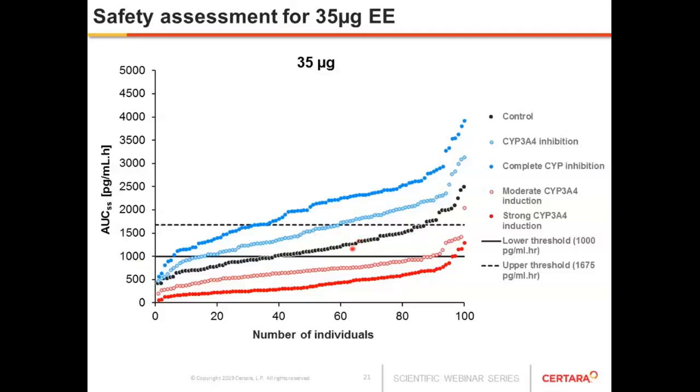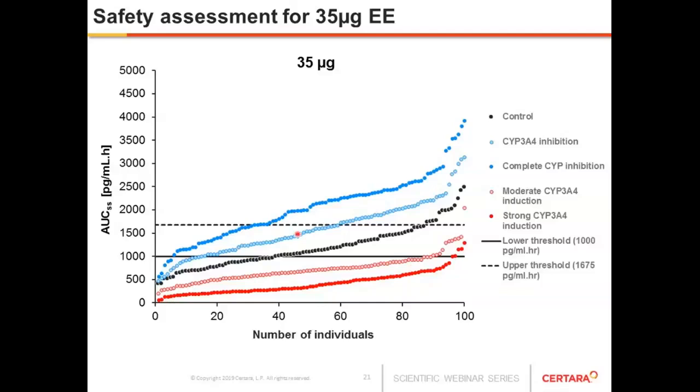When you then decide to co-administer ethinylestradiol with a different drug, for instance, with an inducer, then you have many more individuals who fall below this lower threshold. So the dark red spots are when you co-administer with a strong inducer, like rifampicin, for instance. So you have almost 90% of the individuals having a subtherapeutic response. And then when you co-administer with a moderate inducer, the numbers don't really change much.